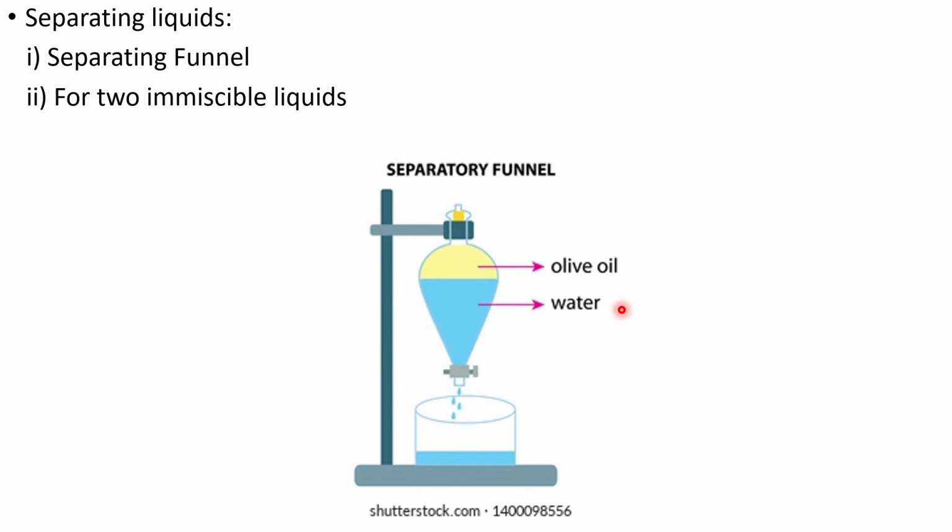So if I want to separate oil from water, I would pour this mixture into the separating funnel. Then at the bottom, I would open the tap. I would allow the water to drain, and as the oil comes near this end, I would quickly close the tap. This is how I would separate the oil from water. Similarly, you can take any other mixture of two immiscible liquids, and by using a separating funnel, you can separate them.